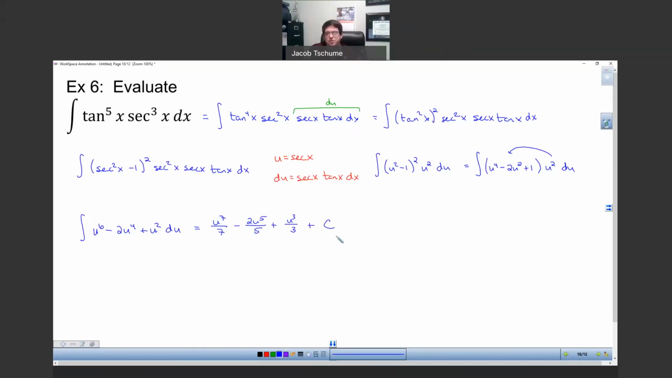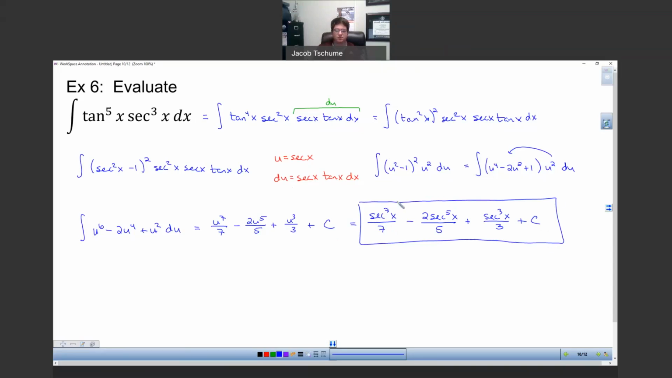And now you want to substitute your u back in. So this will become secant to the seventh of x over 7 minus 2 secant to the fifth of x over 5 plus secant cubed of x over 3 plus a constant c. And that is your final answer. And that is how you do the strategy of when tangent is odd.